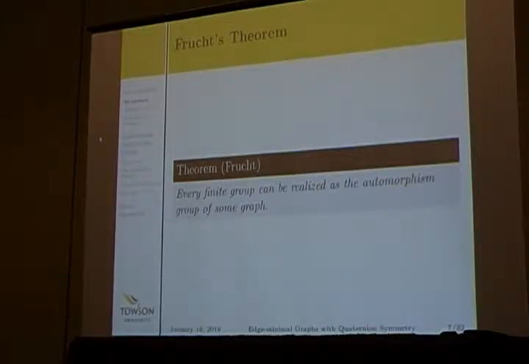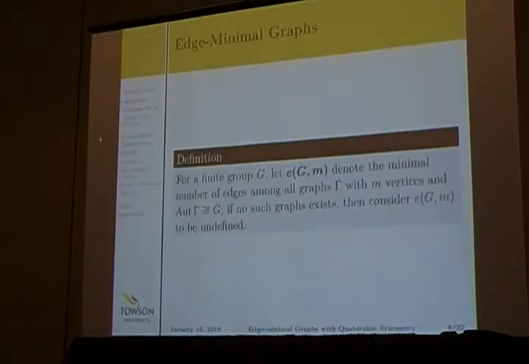Frucht answered this question in 1939. Every group can be realized in this way. So if you give me a group, I can construct a graph that has the desired automorphism group. Once I have that graph, I can make simple modifications to it and increase the number of vertices or the number of edges as large as I like. So the number of vertices or the number of edges can grow without bound with a fixed automorphism group. So it's more interesting to investigate how small these graphs can be.